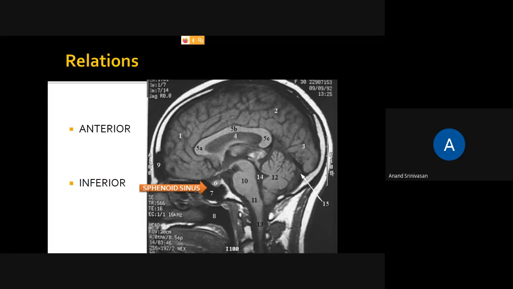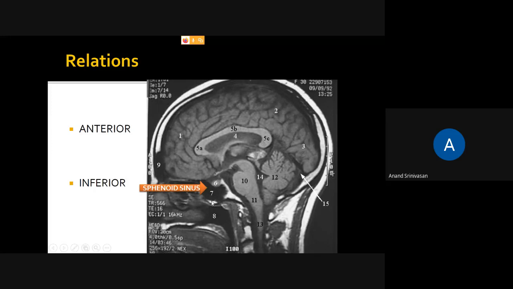Now what are the relations of the pituitary gland? Here you can see a CT scan of a brain, the sagittal section. This is the real one. Which do you think is the pituitary gland? There are so many numbers. Which number is the pituitary gland? Number 6. You can see it is a very tiny structure. This is the pituitary gland.